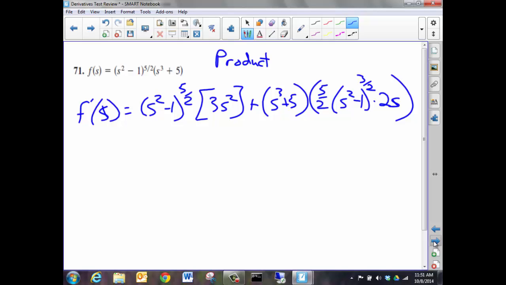And now, do you see 2 terms? Do you see 1 term here and 1 term here? So what can I factor out of those 2 terms?